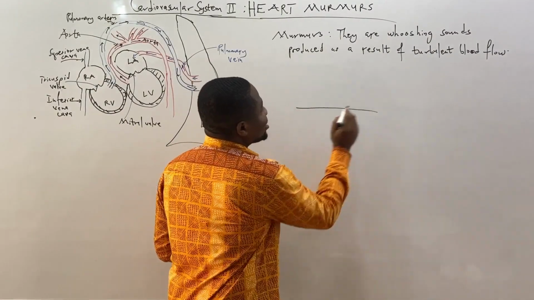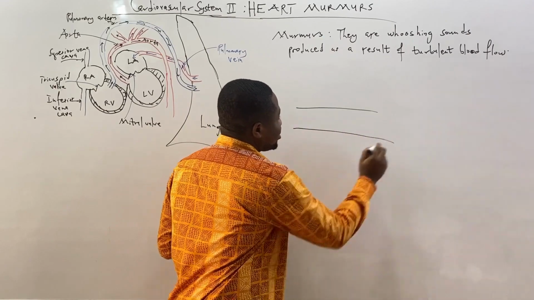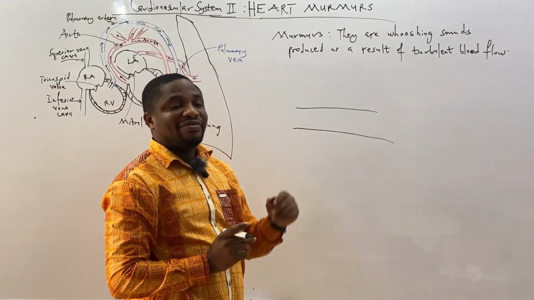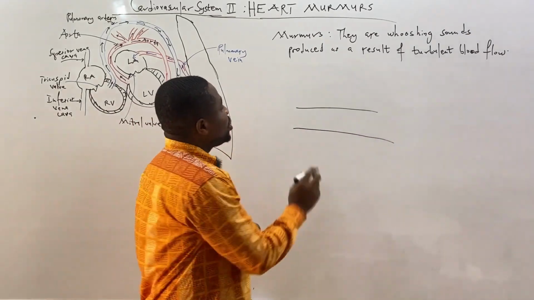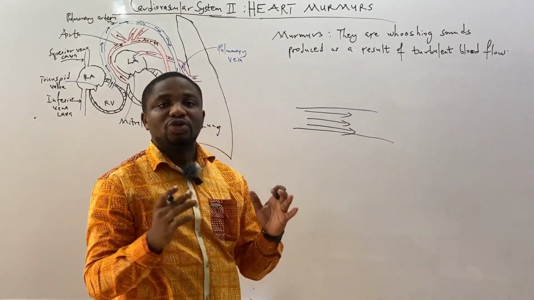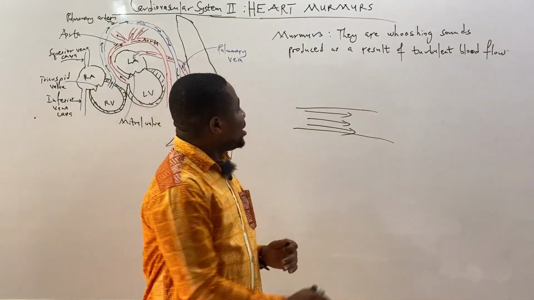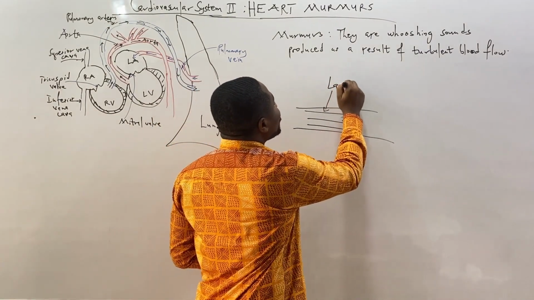So let's take ourselves back into the world of physics. If we take a blood vessel, what flows through the blood vessel is blood. So you have the blood flowing in this direction. The blood molecules do not touch each other. They are moving in a straight line. When that happens, we refer to this as laminar flow.